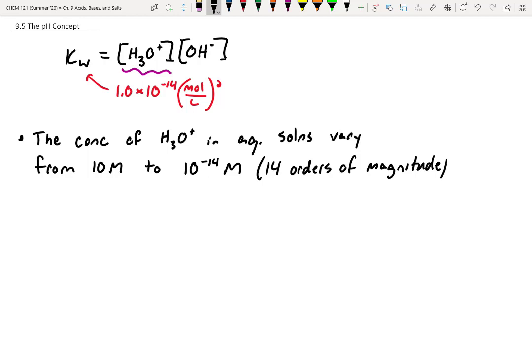So chemists, when they deal with these giant orders of magnitude from incredibly large to incredibly tiny numbers, oftentimes switch to things like log scales. So that's what we do here. So let's just make a note. With a range this big, it is more convenient to use a log scale.